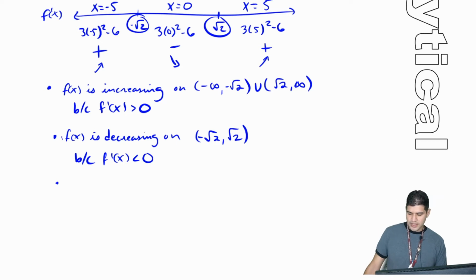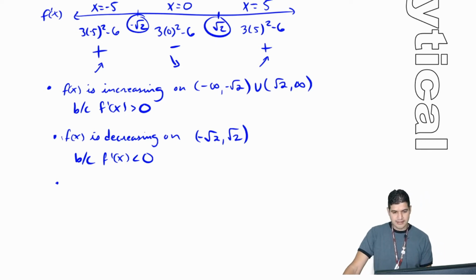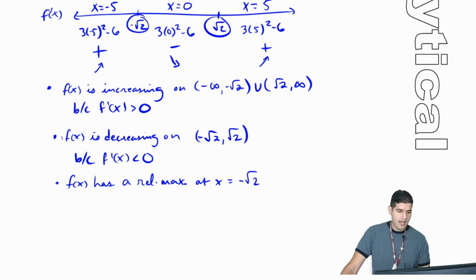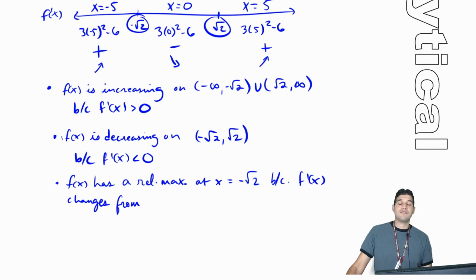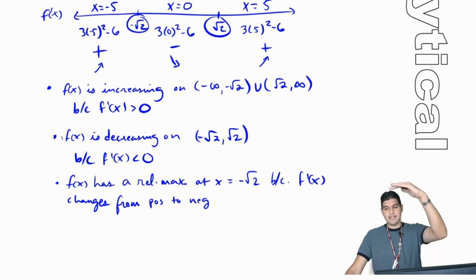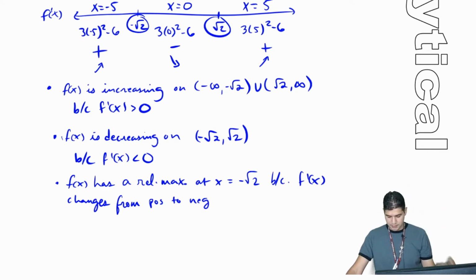So now I want to say, okay, where do we have a relative max? So f of x has a relative max at x equals negative square root of 2. And think about why I know that. So the reason why I know that is because f prime of x changes from positive to negative there, which means that f of x is going from increasing to decreasing. That is a maximum that's happening.